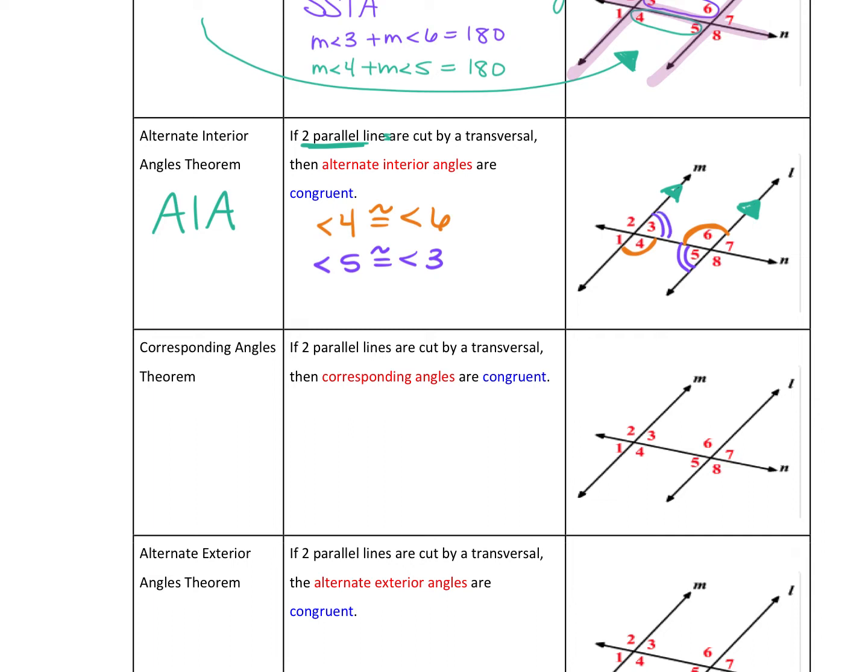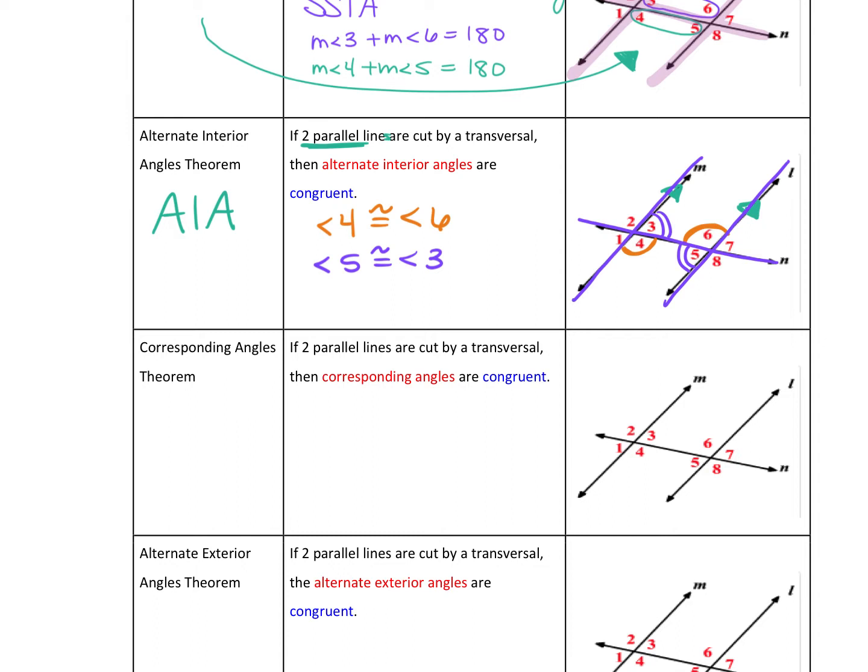Cadence, real fast. Let me show you how this works. What are alternate interior angles? The opposite side of the line, but on the inside of the parallel lines, right? So you'll have parallel lines, and this is called your transversal. So it's going to be on opposite sides of the transversal, but inside the parallel lines. So 3 and 5, opposite sides, 4 and 6, opposite sides. But they're inside the parallel lines. So that's AIA. Is this making sense, Cadence?